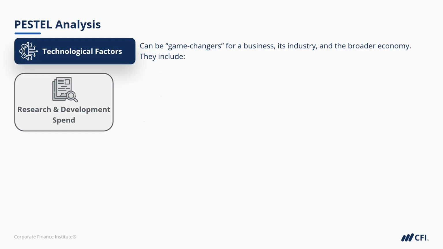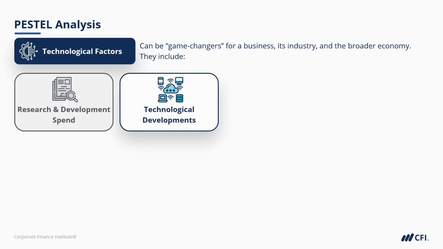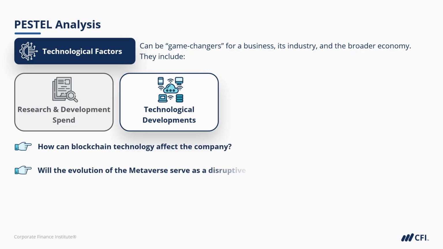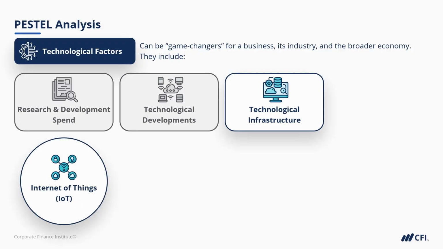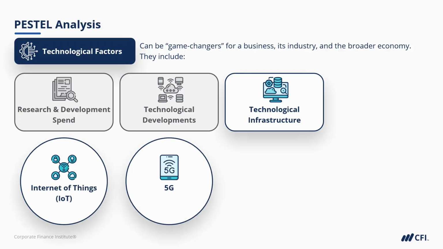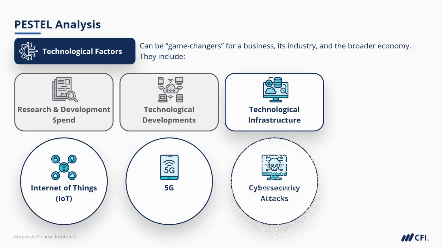Increasingly, however, new technological considerations are emerging. Analysts find themselves asking questions about concepts that didn't even exist a few short years ago. A good example is, how might blockchain technology impact this business? Will the evolution of the metaverse serve as a disruptive force in the industry? And so on. Technological infrastructure, like the Internet of Things and 5G, are drivers of change in many industries that were once very traditional in nature too. The growing threat of cybersecurity attacks is another technological factor that keeps management teams up at night, especially in an age where so much of a consumer's life exists online.